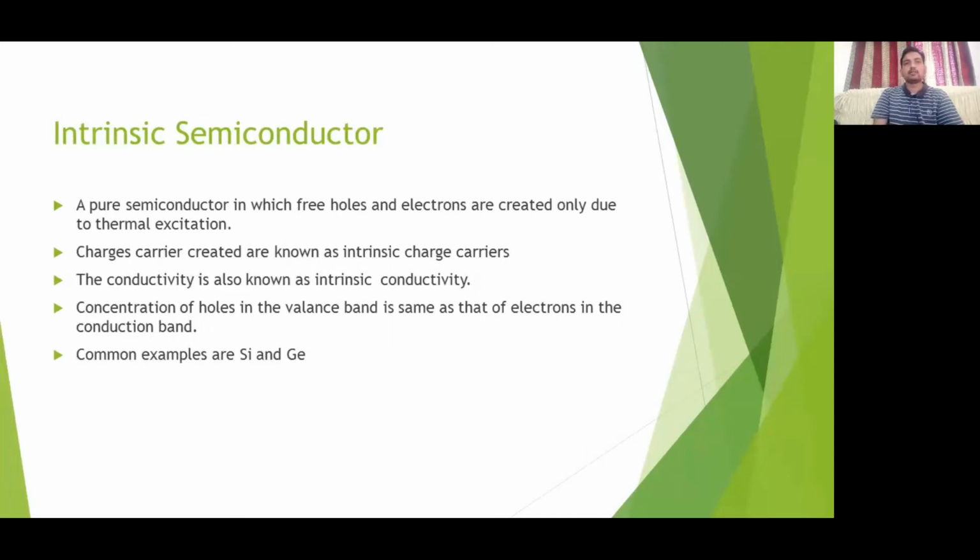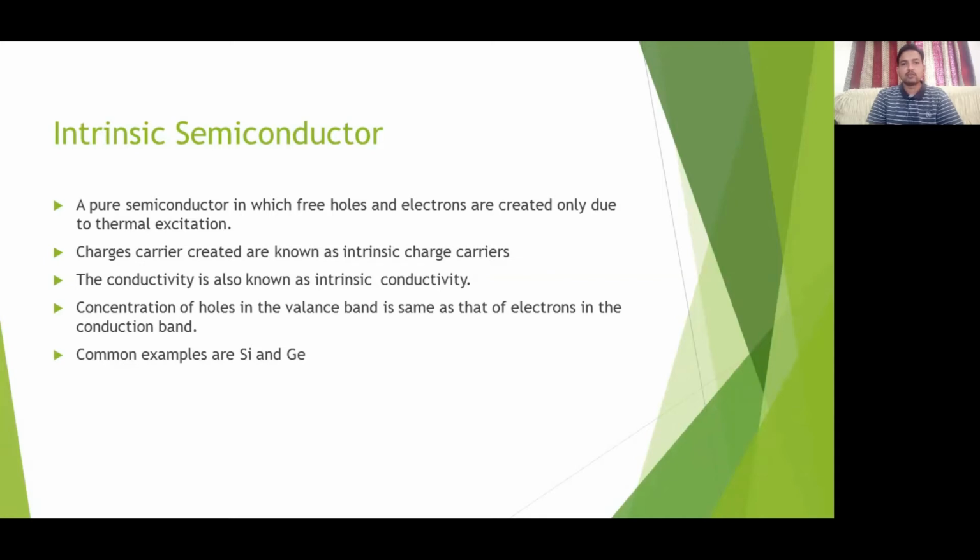Intrinsic semiconductors. A pure semiconductor is called an intrinsic semiconductor, which has no impurity inside it. There is nothing added as impurity in the pure semiconductor, like pure silicon or pure germanium, in which free holes and electrons are created only due to thermal excitation. So there is no reason to have free electrons if there is no thermal excitation. The charge carriers created are known as intrinsic charge carriers. The conductivity is also known as intrinsic conductivity of semiconductors.